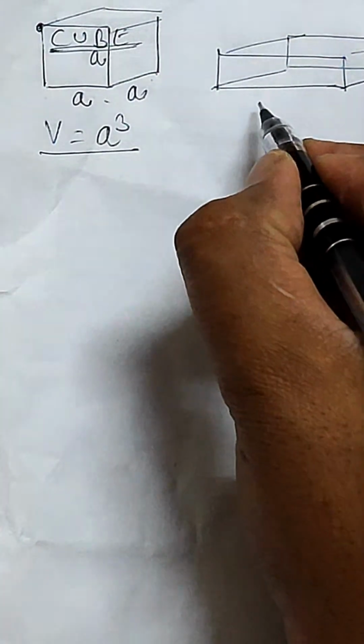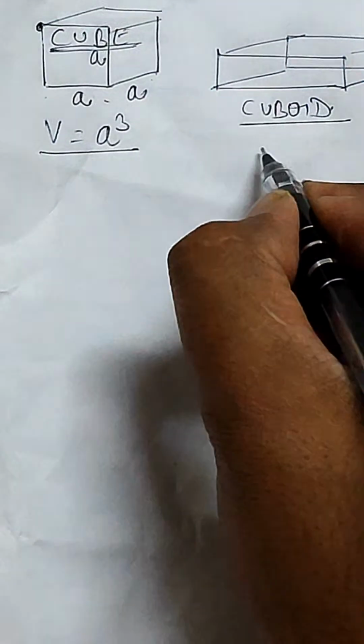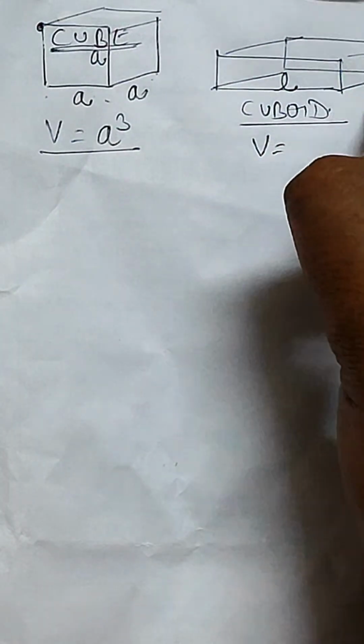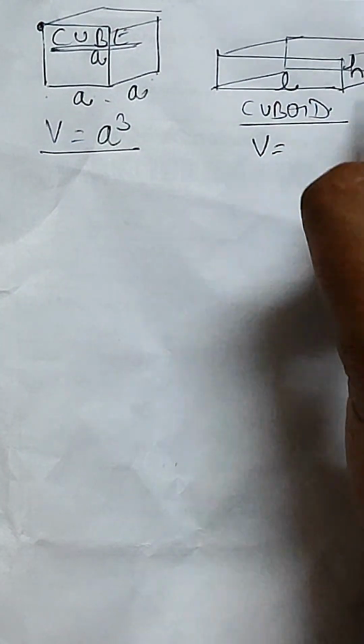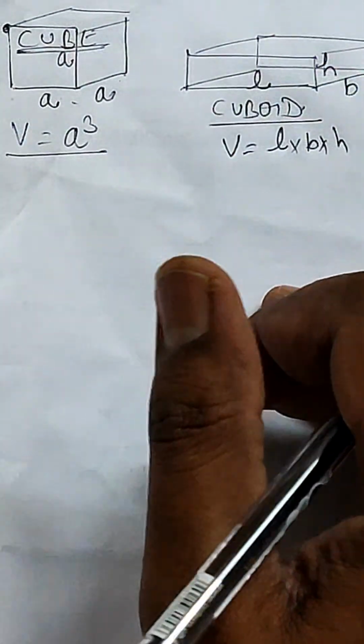Then in case of a cuboid, the volume of the cuboid is, if this is length L, breadth B and height H, equal to L into B into H, right? I think you are able to get it. Now this is a little brief on it.